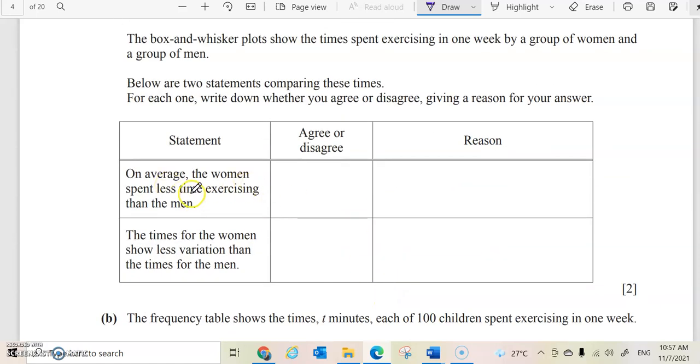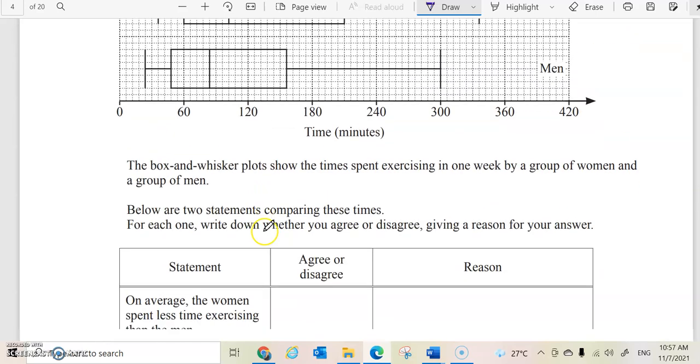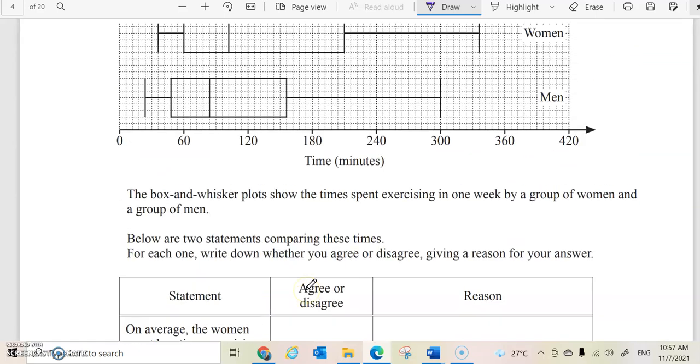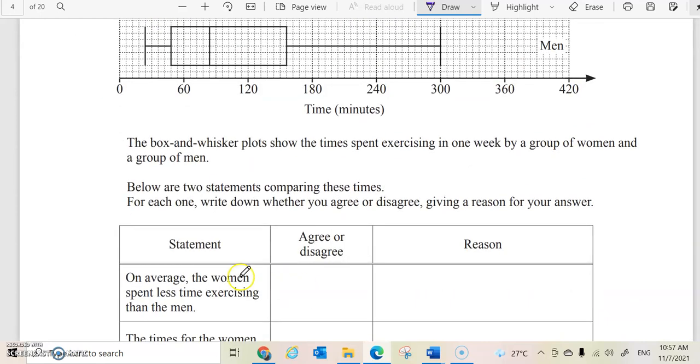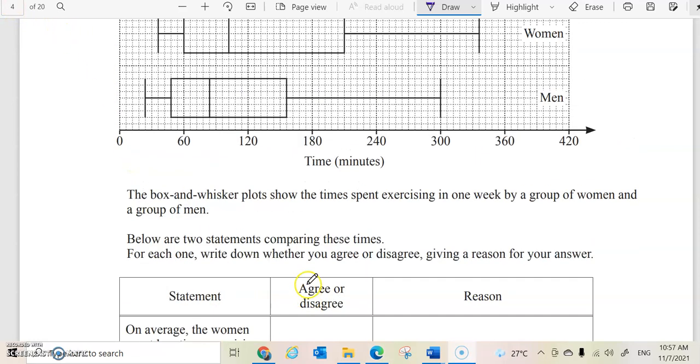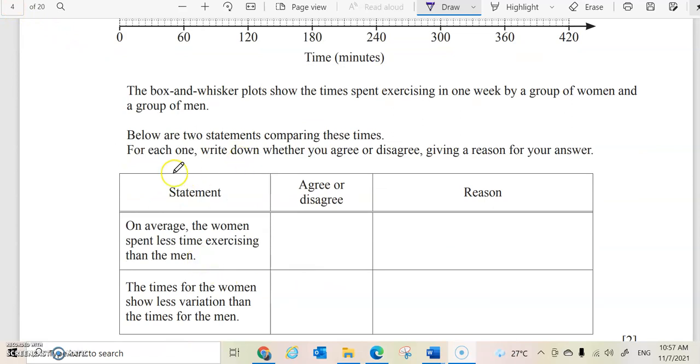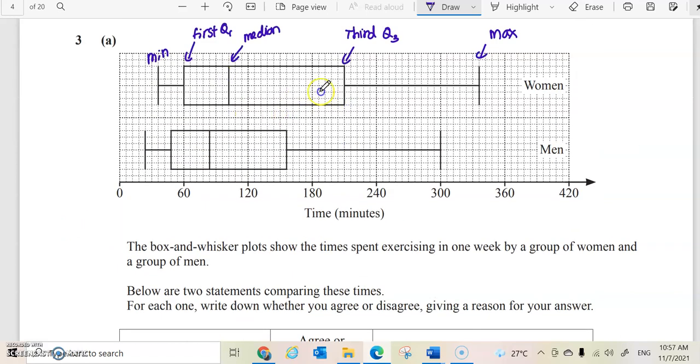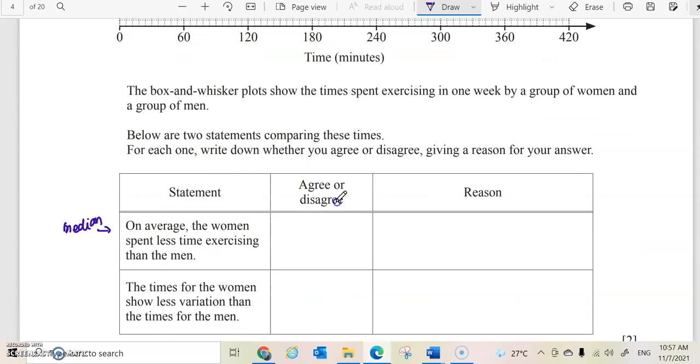Okay, on average, the women spend less time exercising than the men. Okay, so kita tengok. You agree or not? Okay, and on average, okay, the women spend less time. Paling kurang bersenam berbanding lelaki. Ya ke? Okay, so from this part, kita akan tengok median. Okay, kita akan tengok value median. So median ni ialah kita dah susun data tu. Kita boleh tengok data tu macam mana. And then for this part, median of women is greater than median of men. Okay, so for this question, we disagree.